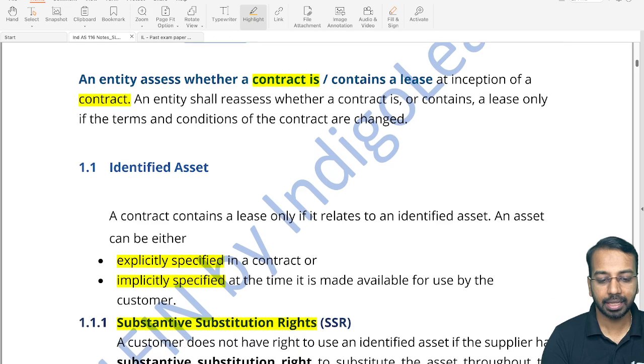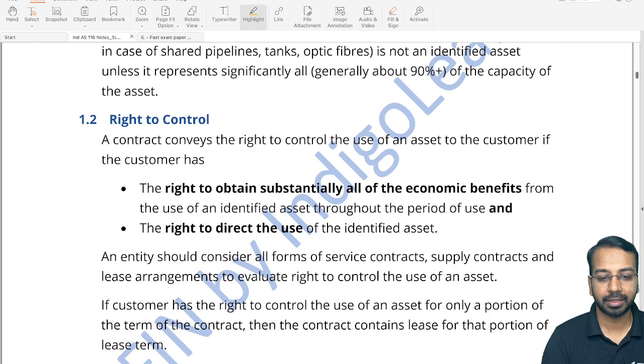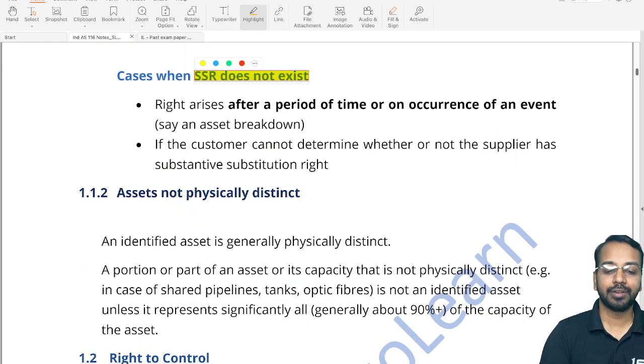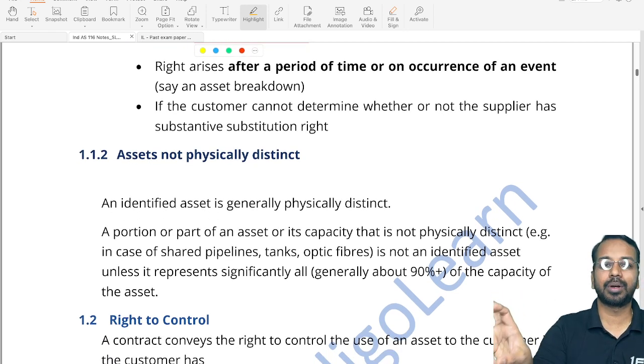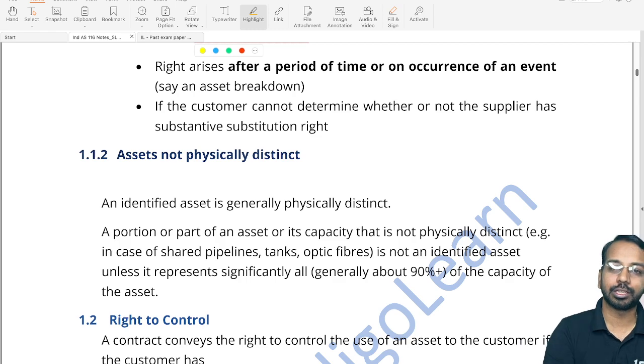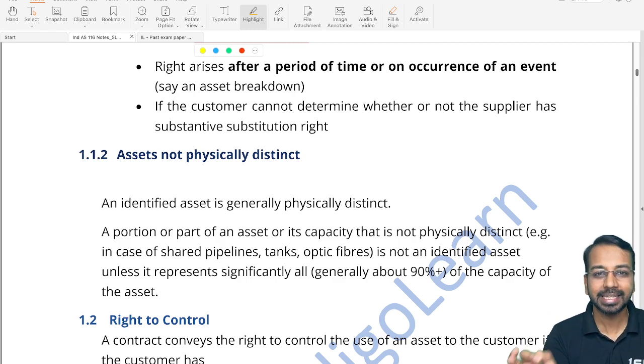Okay, and the next aspect of identified asset. Whenever we say that the asset has to be identified, another important aspect is that the asset has to be physically distinct. So again, this flat number, this particular asset, this particular location, if it is physically distinct, it is identified.